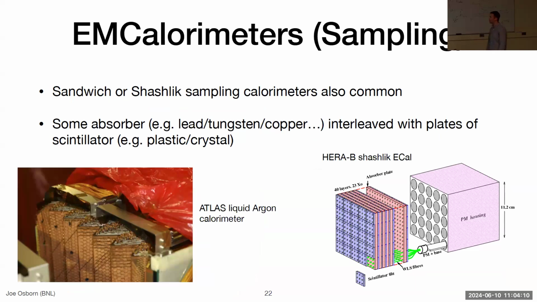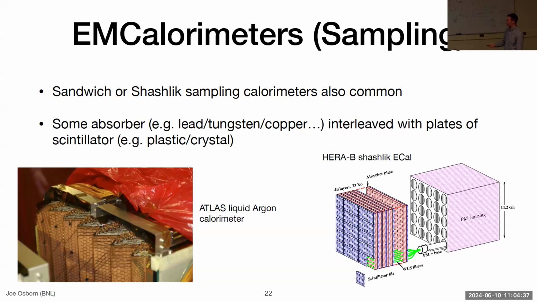Okay, another type of sampling calorimeter is a sandwich or shashlik sampling calorimeter. These are also common and have been built in lots of different experiments. These have a similar sort of principle, but instead of having fibers that extend throughout the length of the absorber, you just have sort of plates or some interwoven materials that oscillate.